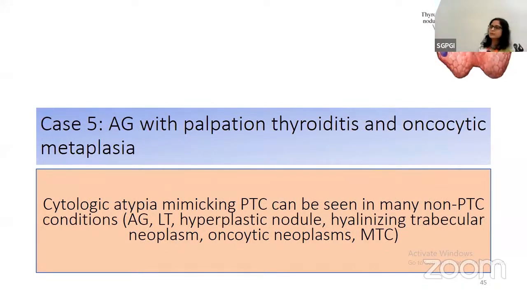So cytological atypia mimicking PTC can be seen in many non-PTC conditions: adenomatous goiter, lymphocytic thyroiditis, hyperplastic nodule, hyalinizing trabecular tumor, oncocytic neoplasms, MTC. So oncocytic neoplasms particularly, they can even show you inclusions. So be careful when you call something category 5 or 6.